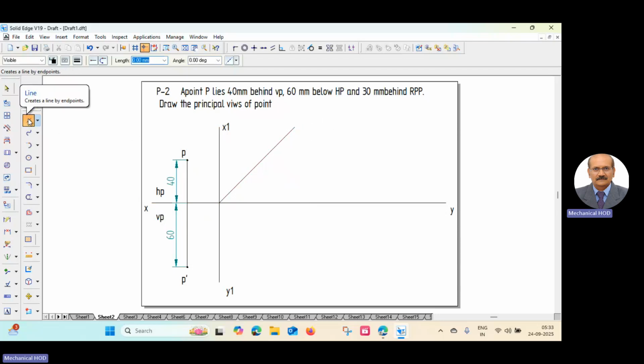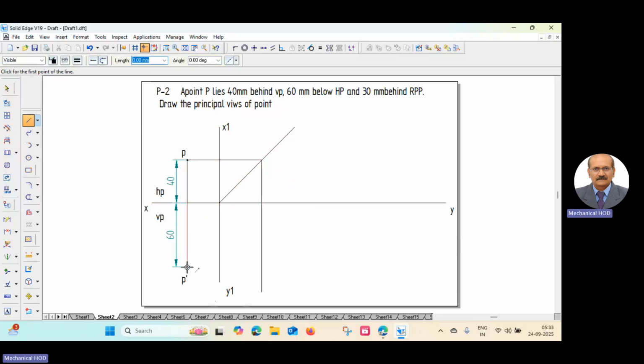Now go to again line command. Draw the horizontal from the point P. Any length you draw it. Then go to trim command. Trim this line. Again go to line command. Scroll on this horizontal line. Get the endpoint symbol. Select that point by left clicking the mouse. Draw a vertical line. Any length.